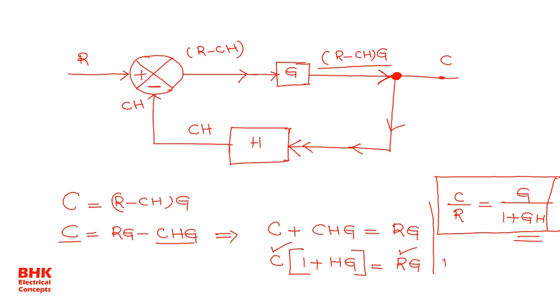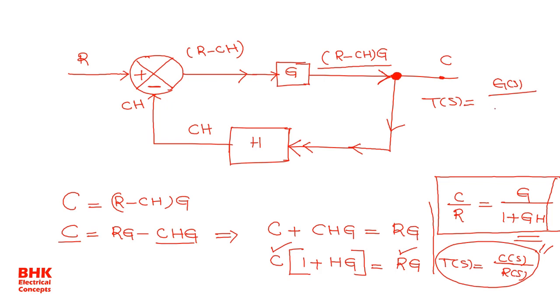So T(s) is equal to C(s) divided by R(s). This complete value represents the transfer function of the system. The transfer function of a negative feedback system is always given by T(s) equal to G(s) divided by 1 plus G(s) H(s). For a positive feedback system, instead of this plus you will get minus. Only this is the difference.